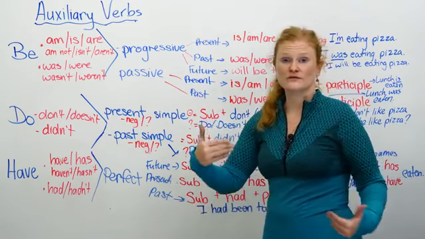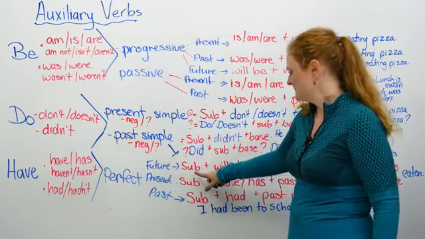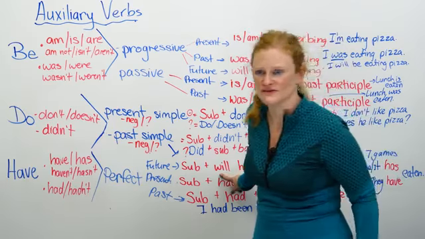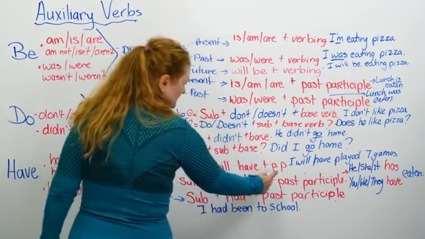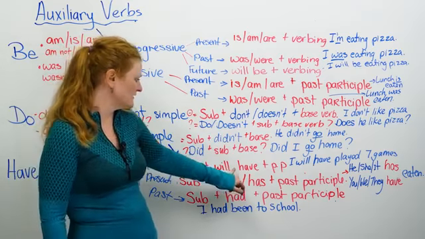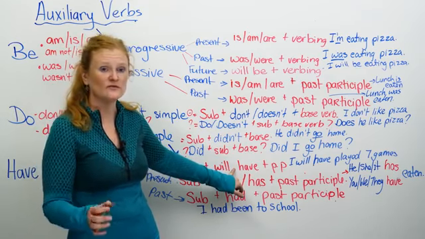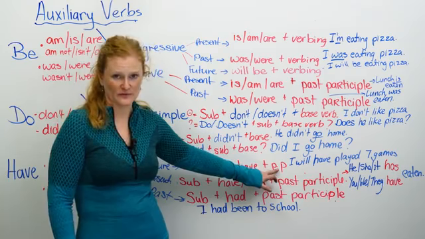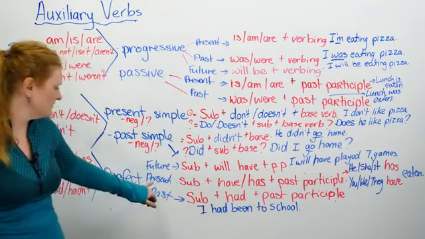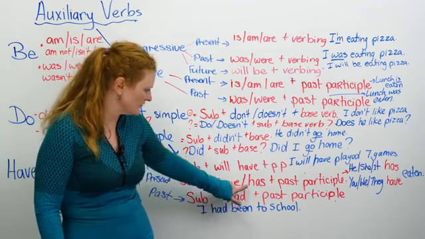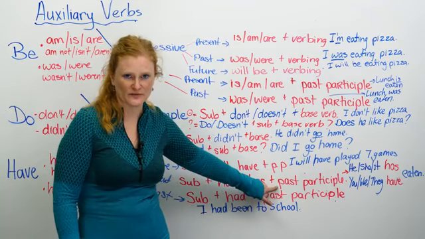So the way we form the future perfect is we're going to use subject with will. So future, we use will all the time. Have, and then the past participle, okay? Or we can also use has. So the future, we use will plus have plus the past participle, or the PP. If we're using present perfect, we're going to use a subject, have or has, plus the past participle.